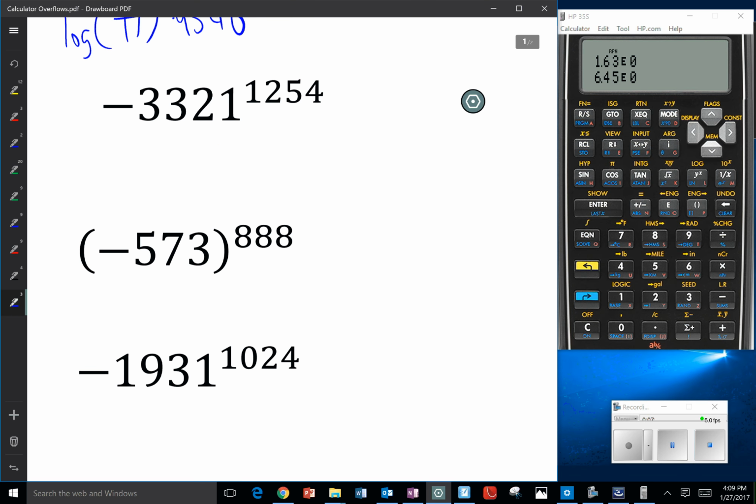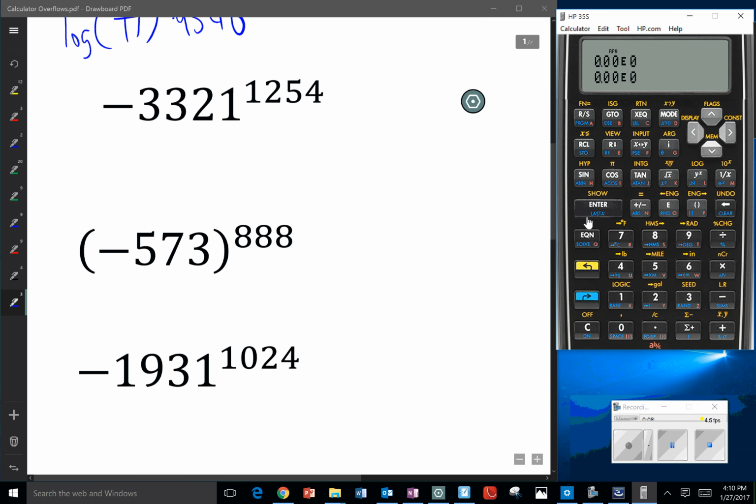So, negative 3,321 to the 1,254th power, right? All right. When you have negatives, you can't do logarithms of negative numbers. If you take a negative number and try to log it, it's going to give an error. You can't log negatives, all right? So we got to do something else here. Well, the first thing you do is just look at the number. I'm not going to go into detail right now, but if the negative is outside the parentheses, then it just makes the answer negative. So you know right now that this number is going to be negative, right?